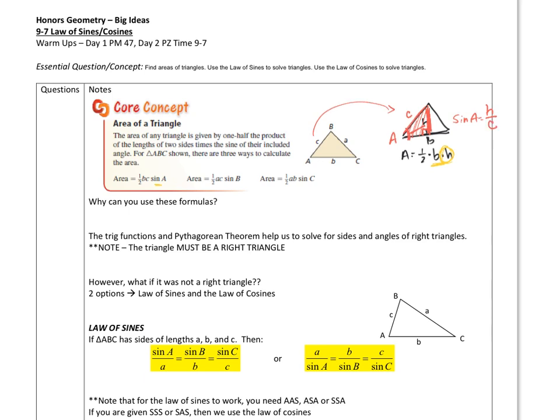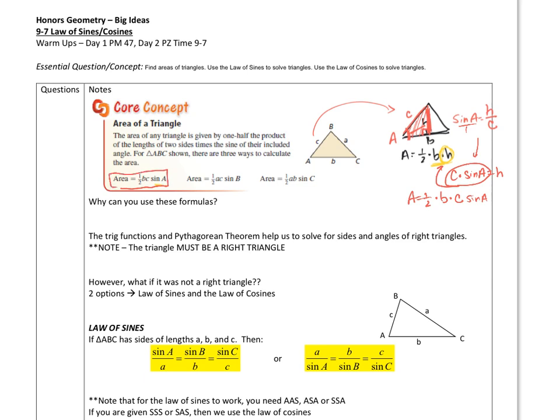Now, suppose I wanted to go ahead and solve for the height. Cross multiply, I would get C times the sine of A equals the height. So I would put this in my formula right there. So A equals 1/2 times the base times C sine A. So you can use that instead to solve for the area of a triangle without knowing the height. So right here, 1/2 BC sine A.